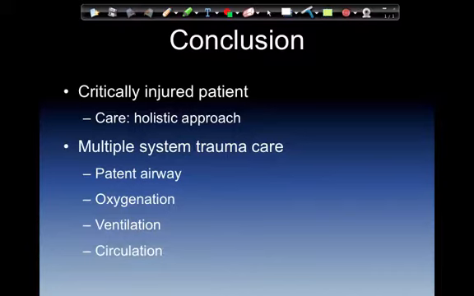In conclusion, critically ill patients should be holistically cared for, with an overall approach: clinical indication found, field impression, get ahead of it, aggressively treat the ABCs. Multi-system trauma care: patent airway, oxygenation, ventilation, and circulation are primary.